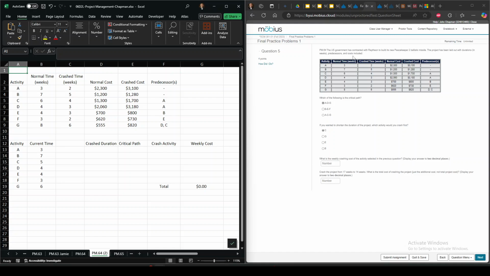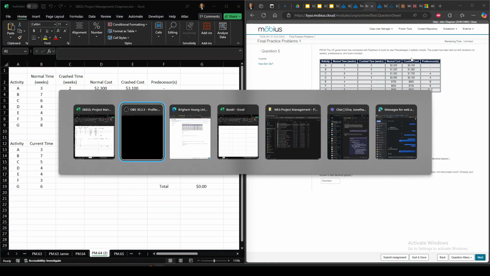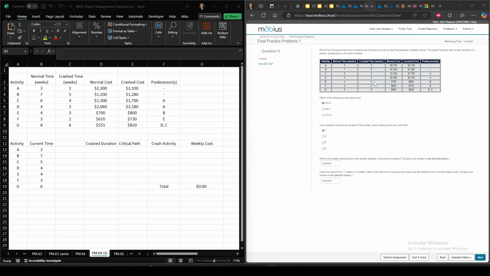U.S. government is contracted with Raytheon to build Peacekeeper 2 ballistic missiles. The project has been laid out with durations in weeks, predecessors, and costs below. So I'm going to copy this table into Excel. And the question is, which of the following is the critical path? If you wanted to shorten the duration of the project, which activity would you crash first? What's the weekly crash cost of this activity? And then finally, crash the problem from 17 to 14 weeks.